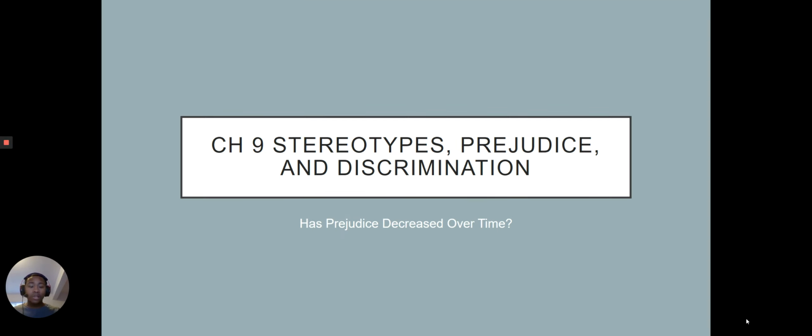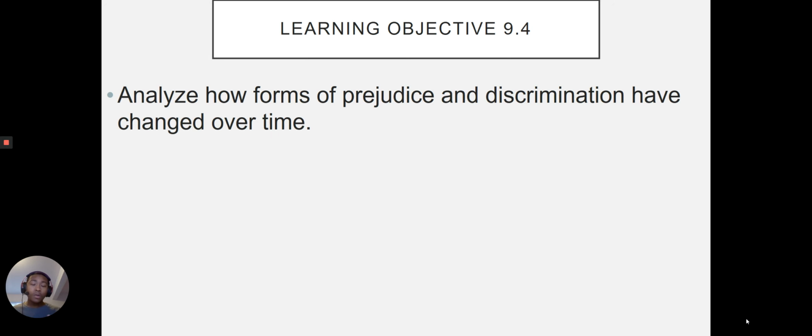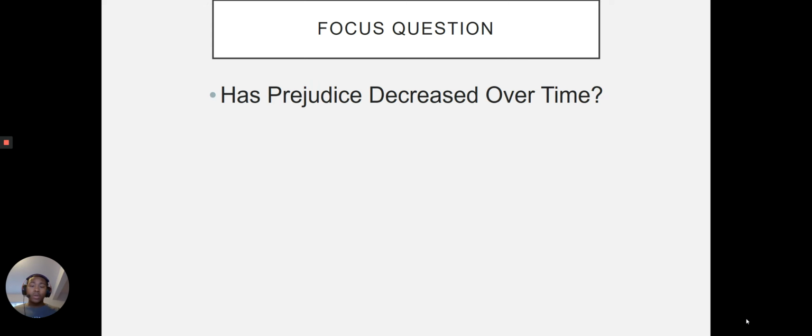So what we're going to do throughout this week is analyze different forms of prejudice and discrimination, and how they've changed over time. Obviously, prejudice and discrimination don't look exactly the same in 2020 as they did in 1920, but we're going to look at how that shift has actually happened. So our big focus question is, has prejudice decreased over time?